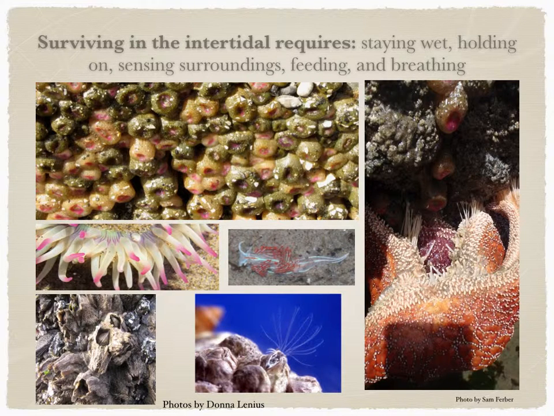Surviving in the intertidal requires staying wet, holding on, sensing surroundings, feeding, and breathing. Intertidal organisms have adaptations to do these things. In the pictures below, you can see that anemones close up tightly to hold in water. That's how they stay wet. Sea stars have tube feet that help them hold on to rocks during the low tide.